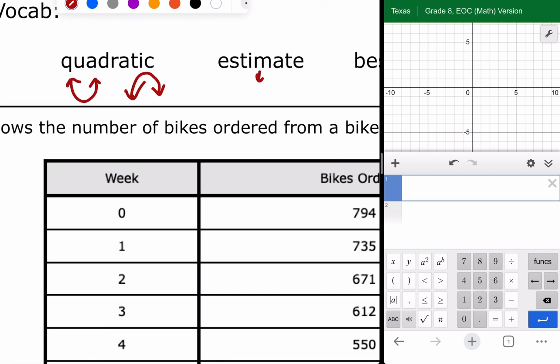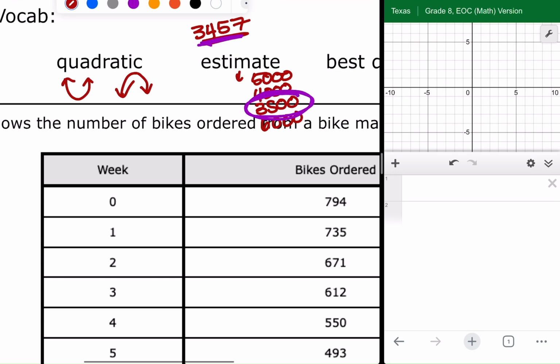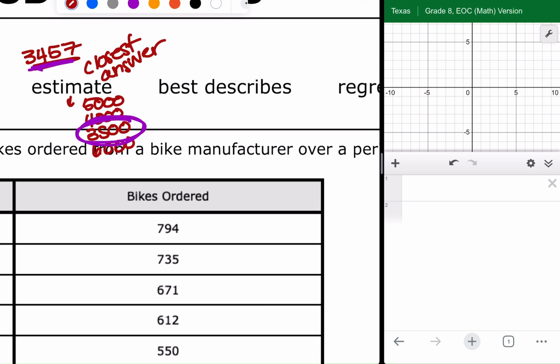Estimate. This is extremely important. When you see this word, you are not picking the exact answer because most of the times there will not be an exact answer. So it'll have this number and it's asking for the closest one. You have like 5,000, 4,000, 3,500, and 6,000. The closest number to 3,457 would be 3,500. With an estimate, it is the closest answer. That is extremely important. When you see estimate, it is a closest answer.